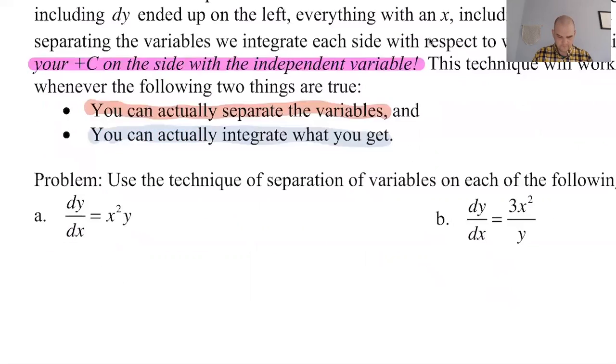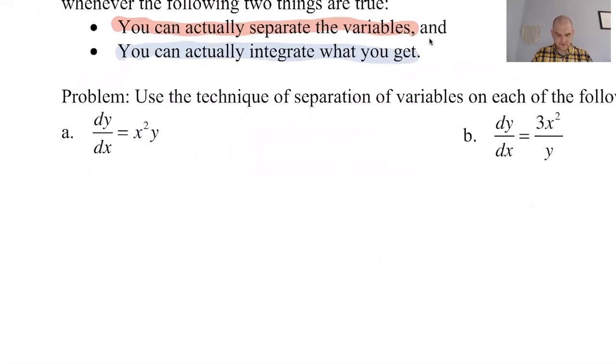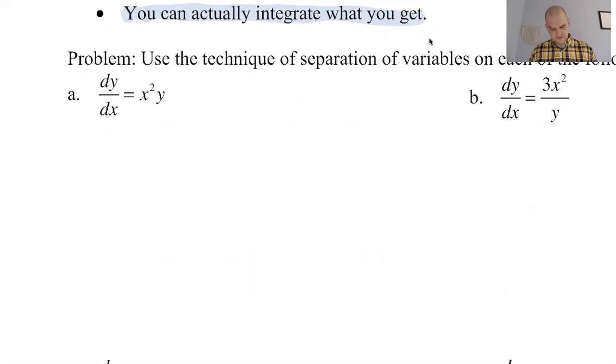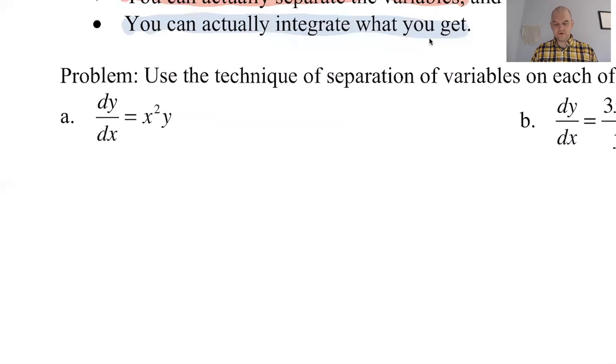So the plus c is always going to go on the side with the independent variable. Remember that. All right, so now I'm going to do some examples, and you can follow along, and hopefully maybe you can get ahead of me. Who knows? So watch the parts that you want.